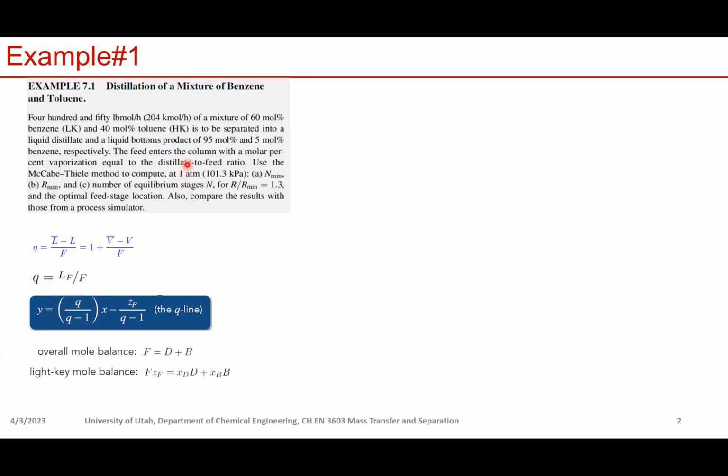To get the distillate to feed ratio, we can use mole balance: the overall mole balance between the feed, the distillate, and the bottom, and also the light key mole balance between the feed, the distillate, and the bottom. Here we know F, we know ZF, we know XD and XB. We can compute D and B. We have two equations and two unknowns. So just plug the numbers into these two equations. This is the mole balance for the light key, and this is the overall mole balance for the feed. From these two equations, we can solve for D and B.